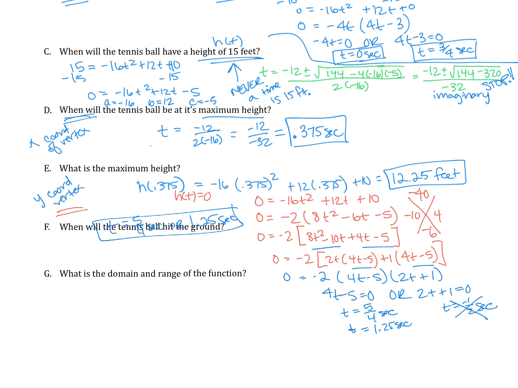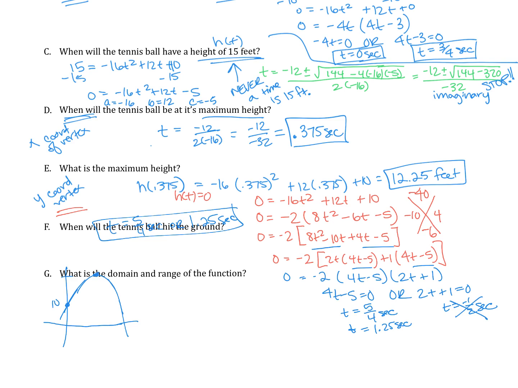So let's finish off this problem, domain and range. Let's look at our graph for just a second. You don't need to look at your graph to figure out your domain and range, but it's kind of nice to see what we got going on here. I know it starts at 10 feet because that's my y-intercept. That's my c. If I plug a 0 in for t, I would get 10. So my graph looks a little bit like this. It starts at a height of 10. It goes up to its max height.